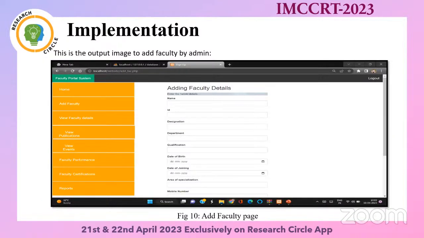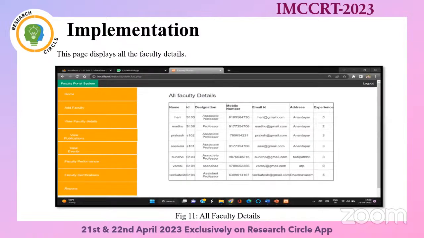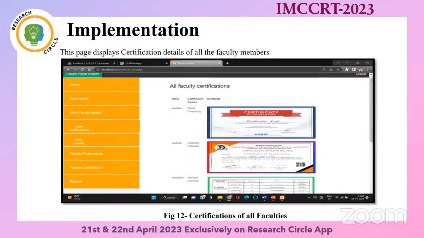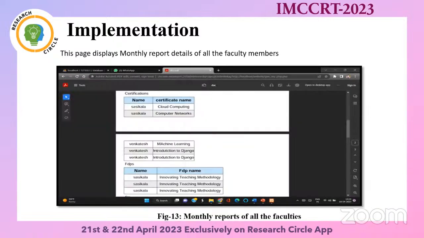If a new faculty member enters, there is an add faculty details form with name, ID, designation, department, qualification, all of these. If we click on view faculty details, it will display all the faculty details and all the faculty certifications. These are the reports of all the faculty.